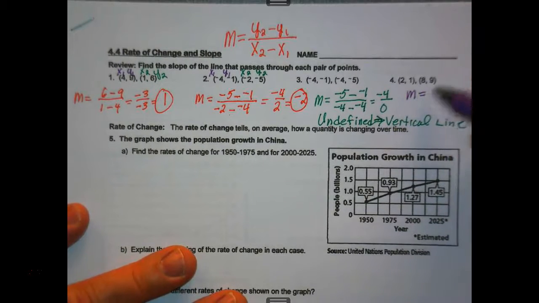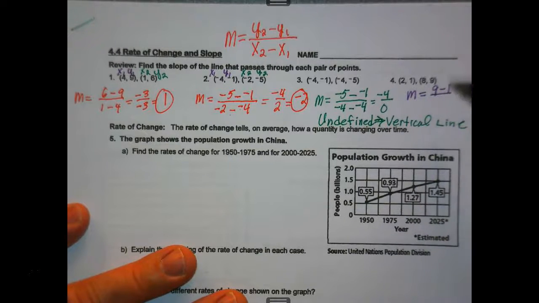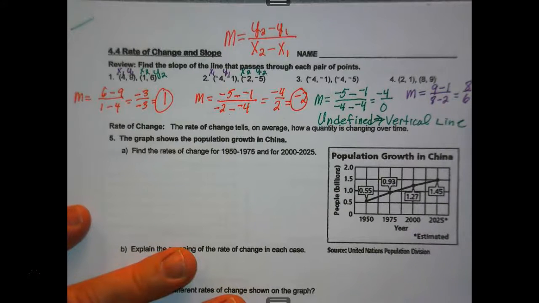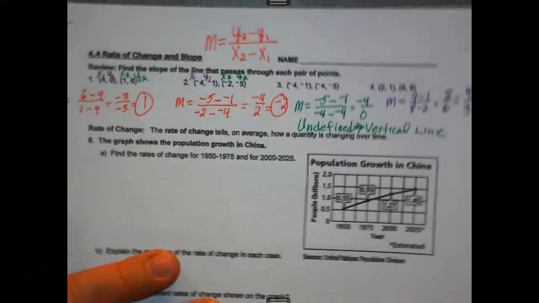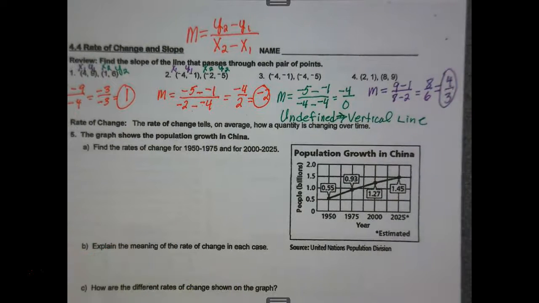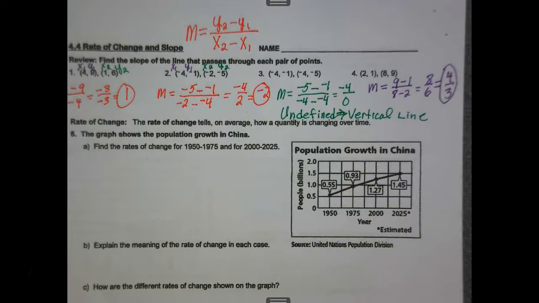My slope equals 9 minus 1 over 8 minus 2. I get 8 over 6. Have to simplify this, so I get 4 over 3. They both divide by 2. And that's it. Any questions on how to find slope? You should be experts at this by now.